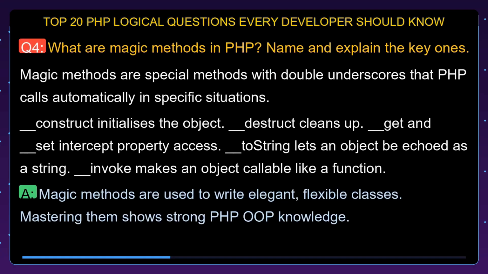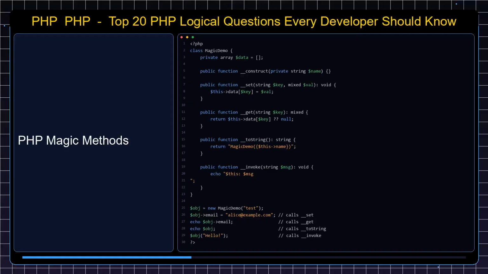Q4. What are magic methods in PHP? Name and explain the key ones. Magic methods are special methods with double underscores that PHP calls automatically in specific situations. __construct initializes the object. __destruct cleans up. __get and __set intercept property access. __toString lets an object be echoed as a string. __invoke makes an object callable like a function. A. Magic methods are used to write elegant, flexible classes. Mastering them shows strong PHP OOP knowledge. PHP magic methods.